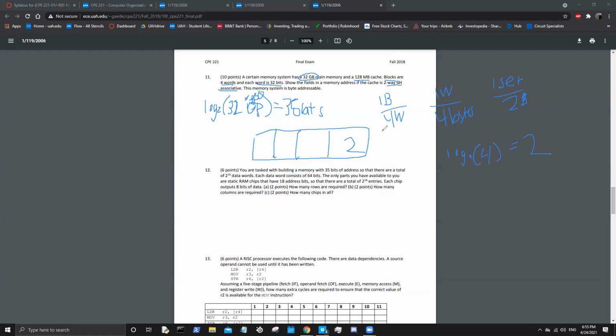Next, we're looking for the block offset. In order to find block offset, we need words per block, which we have right here. Well, a 1 to 4 ratio spits out 2 as well. If you do log 2 of 4 here, it spits out 2 all the same. So we have another 2. Now we need the index, which is where we have to do that big calculation that also involves the total size of the cache.